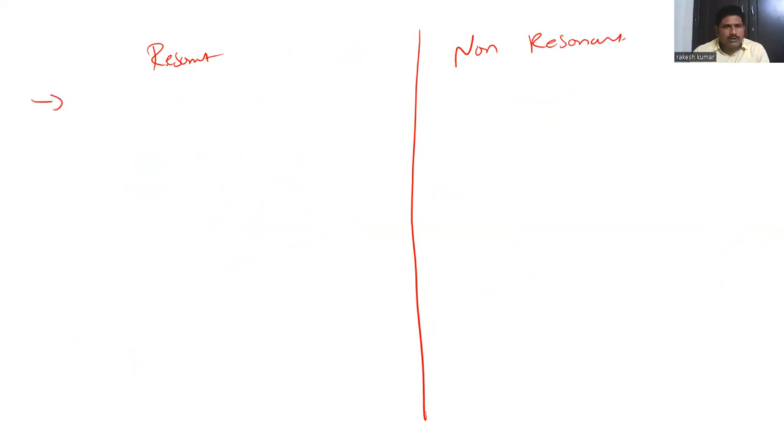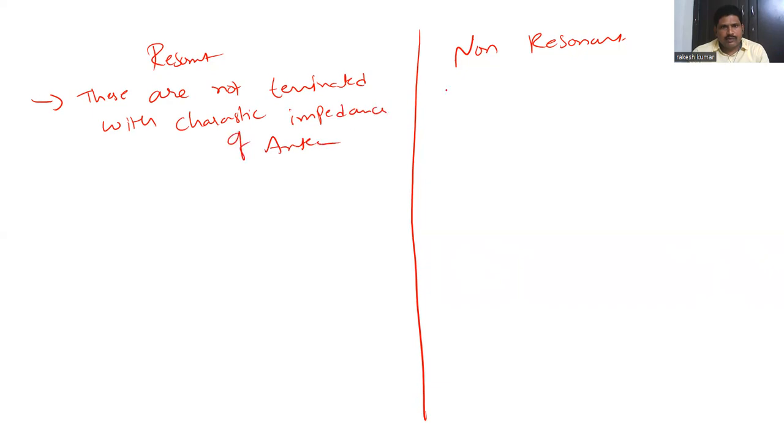These non-resonant antennas are not terminated with the characteristic impedance of the antenna. Whereas here, the fourth point, these resonant antennas are terminated with characteristic impedance.